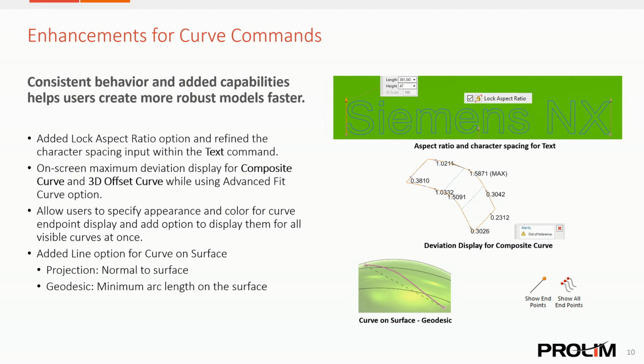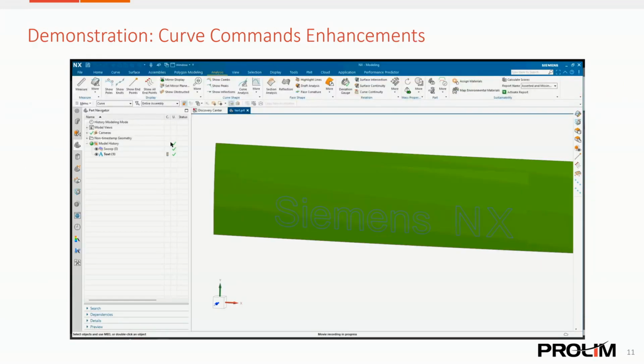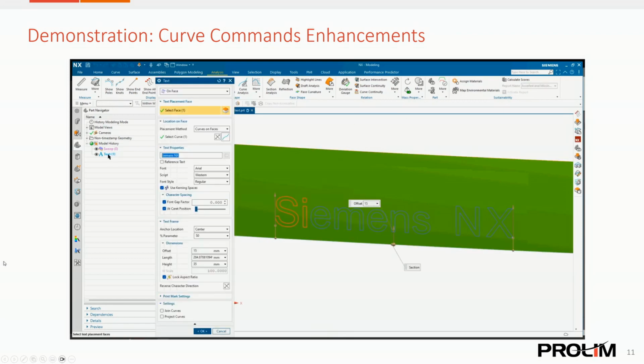So now you have a projection for a normal to surface output and a geodesic for minimum arc length along a surface. And you'll get to see that here in a second. So in this example, we're going to go through the text command first. As you can see, first off, they're going to take a look at the aspect ratio. So you can see the sizing of the text currently.